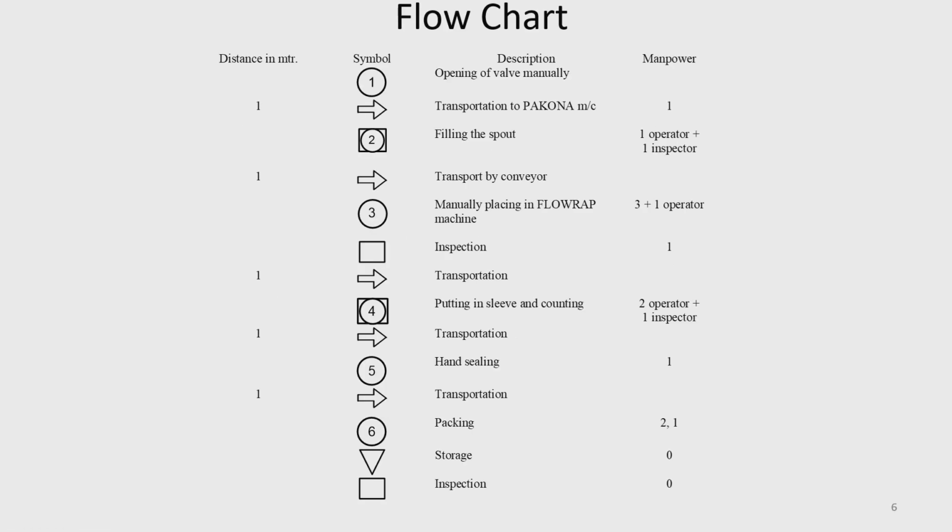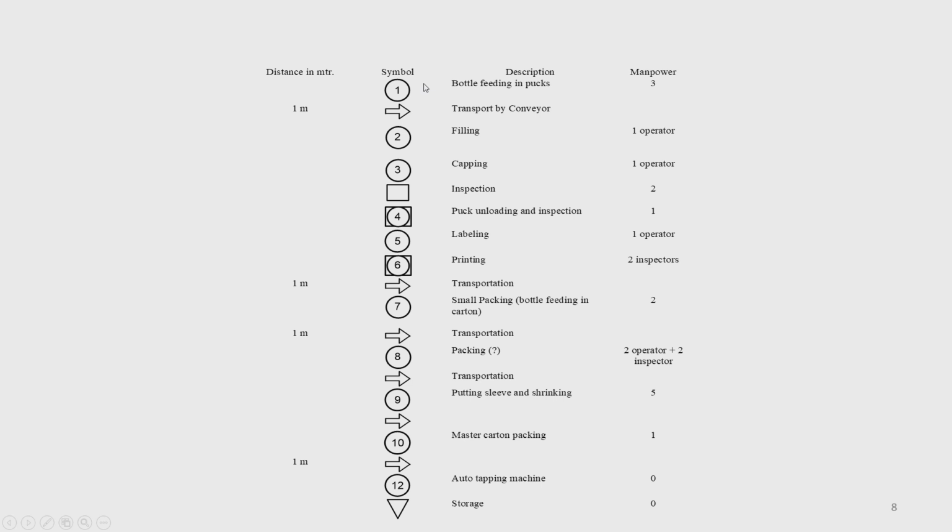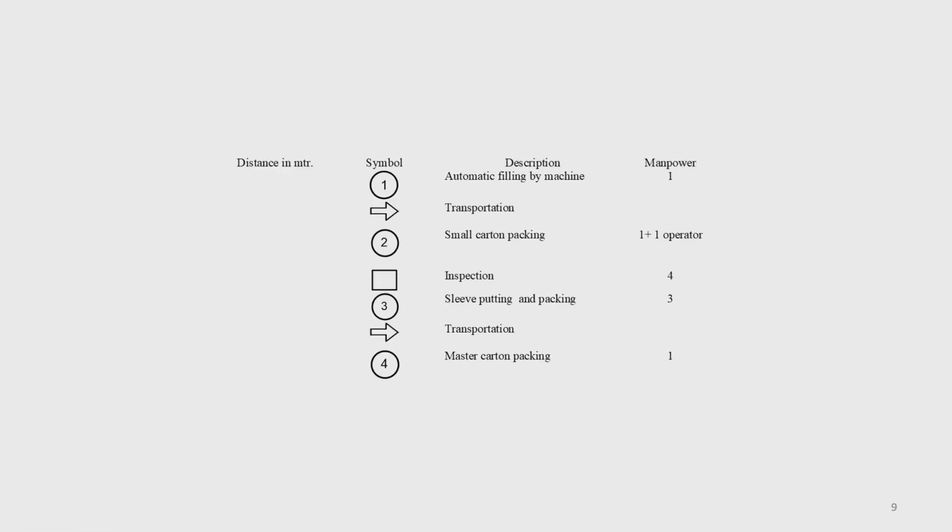Now maybe I can give one more example. Distance in meter, symbol: bottle feeding in pucks, transport by conveyor, then filling with 1 operator, third capping and inspection, puck unloading and inspection, then labeling and printing, with some inspection simultaneously. So 2 inspectors will be seeing that. Transportation, small packing, transportation, then some packing, then transportation, putting sleeve and shrinking, then again transportation arrow, then again 1 operation, then again transportation, then auto typing machine operation, then storage. Storage means inverted triangle.